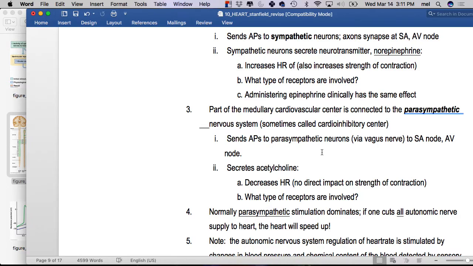Administering epi clinically has the same effect, whether it's Pulp Fiction or me going into anaphylactic shock or somebody going into septic shock. What happens in that situation is you get massive vasodilation, right? Your blood pressure drops to damn near nothing. And then they give you epi, which has what effect? What does it do to your heart? Increase. What does it do to your vessels? Constrict. What does it do to your blood pressure? Raises it. Got it? Okay. So whether epi is dumped into you from your adrenal medulla or shot into you with a syringe, it has the same effect. Got it?